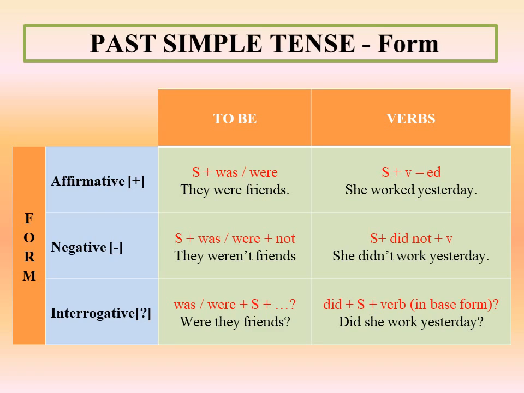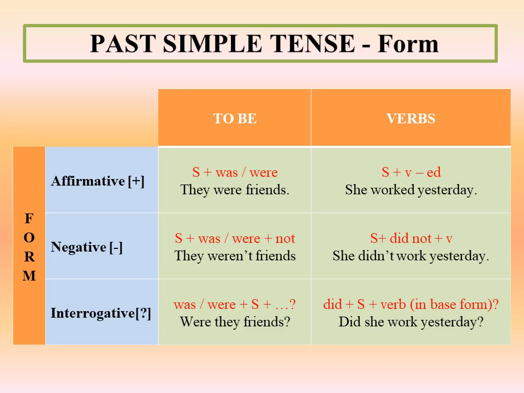Now, let's look at an example of negative. They weren't friends. That is, they are not friends. Negative means it is said in a negative form. She did not work. She did not do anything yesterday. That's what it means. Negative means something said in a negative way, where the action has not happened. Now, we are going to see interrogative, a question-based form of the past simple tense. Were they friends? You're asking a question.